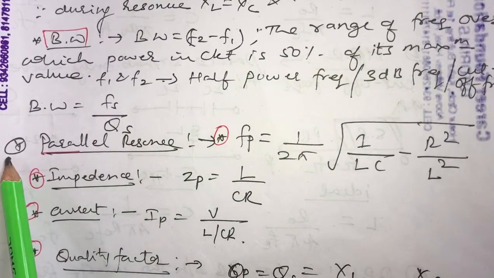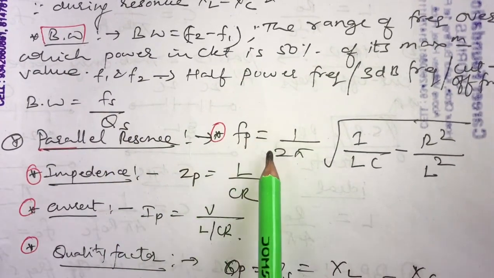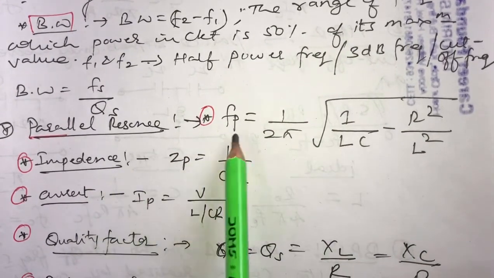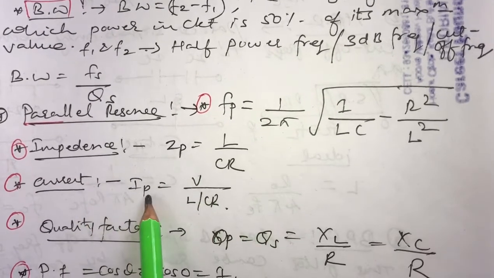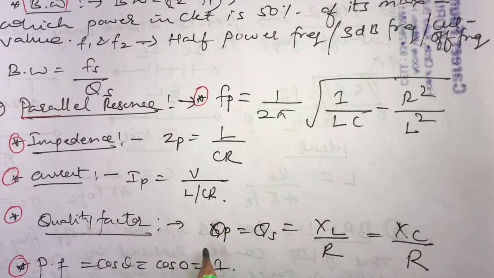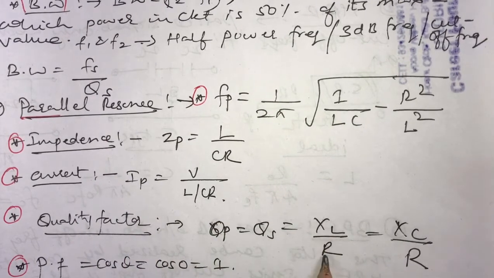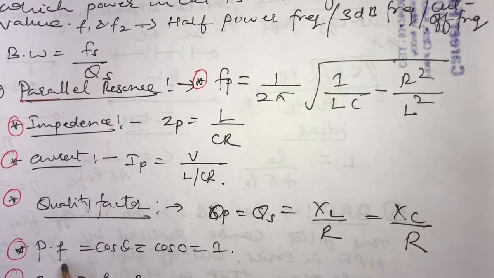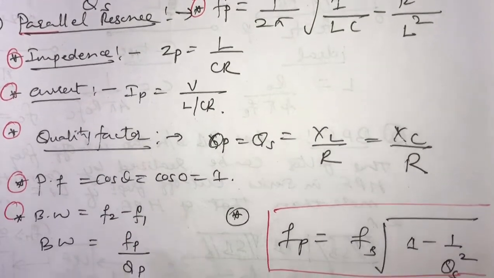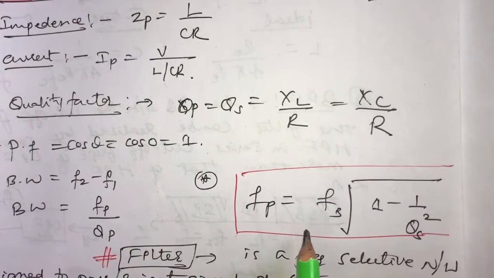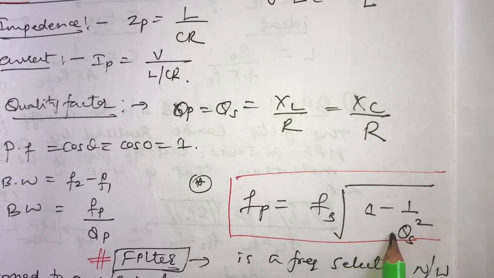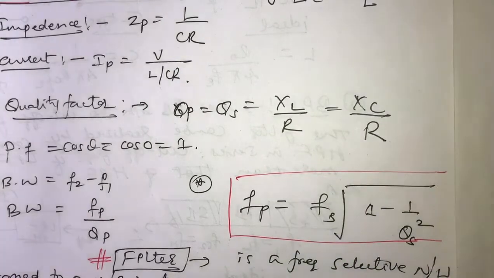Next concept, parallel resonance. Parallel resonance Fp equal to 1/2π under the root of 1 by LC minus R square by L square, and impedance is given by Zp equal to L divided by CR, and current Ip equal to V divided by L by CR, and quality factor, that is Qp equal to Qs, XL by R or equal to XC divided by R, and power factor is cos theta, cos phi equal to 1, and bandwidth here in this case f2 minus f1 or fp by Qp, and in the parallel resonance fp equal to fs under the root of 1 minus 1 divided by Qs square. This is regarding the parallel resonance and series resonance.